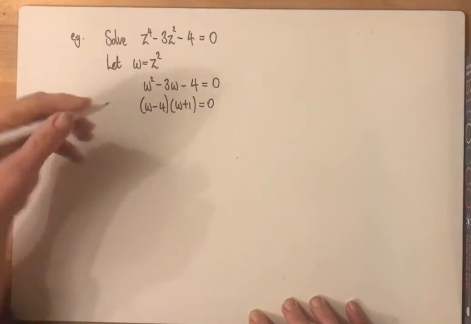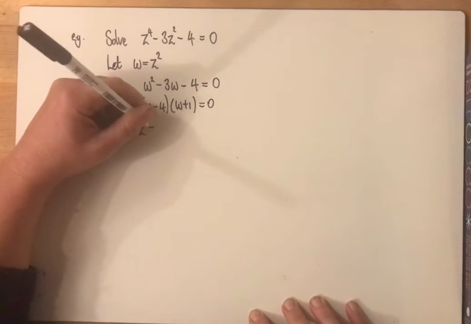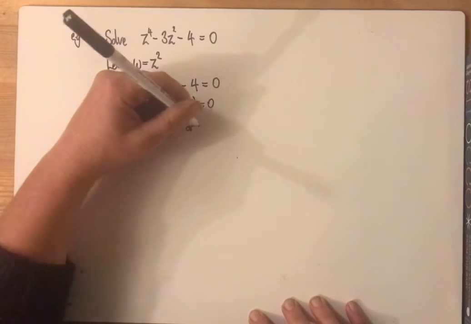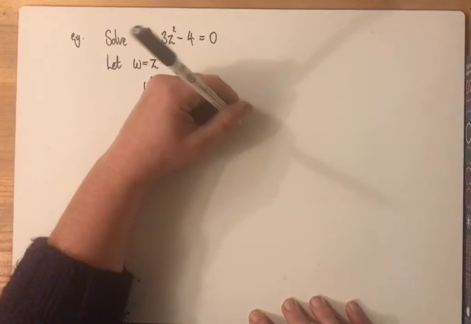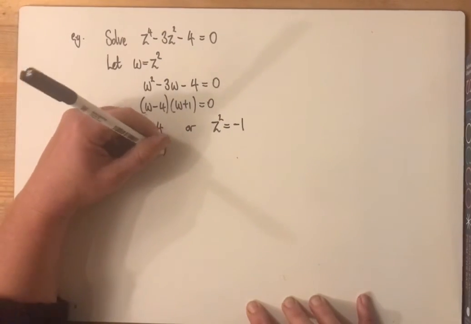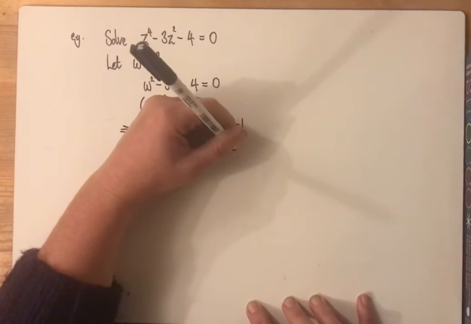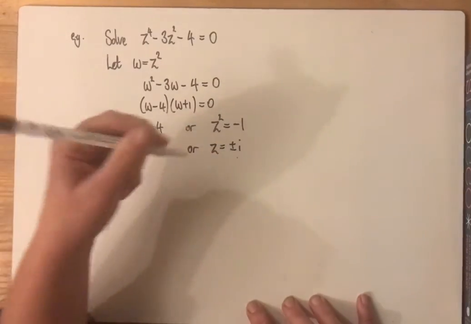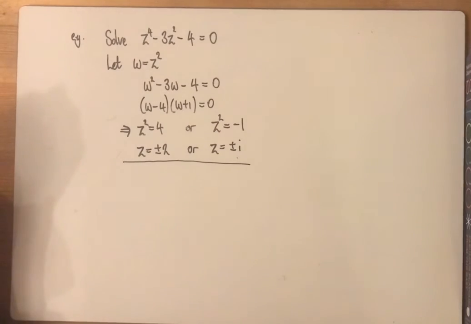And so w equals 4, or z squared equals 4, because w equals z squared, or z squared equals minus 1. And so z is plus or minus 2, or z is plus or minus i. There isn't any reason why I've got plus or minus i on both my examples. So that's that quartic solved. In a similar way to the ones we're doing in maths, we're just picking up complex roots as well.